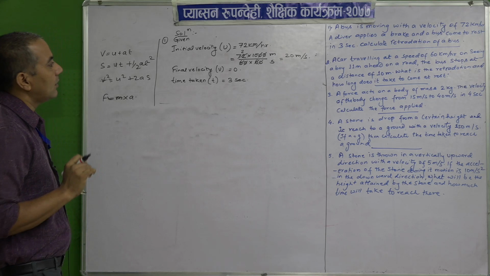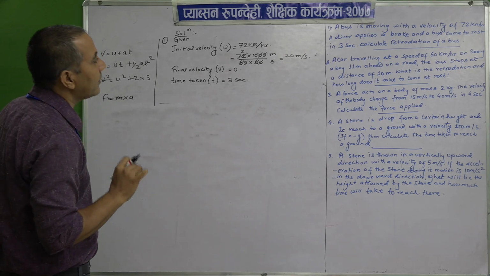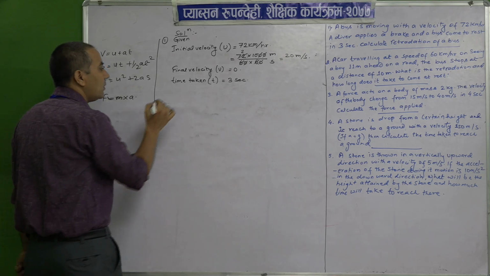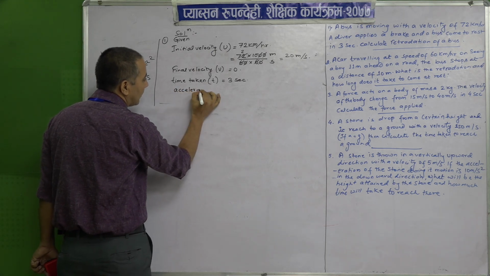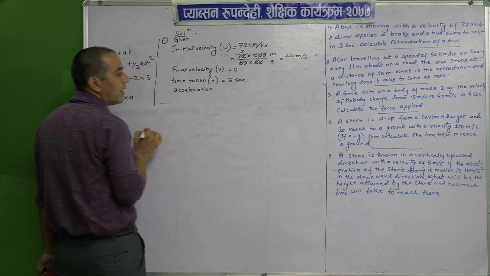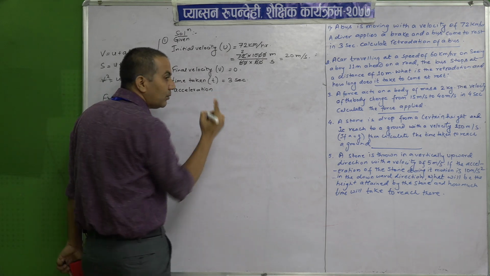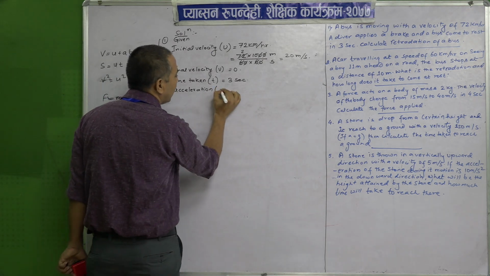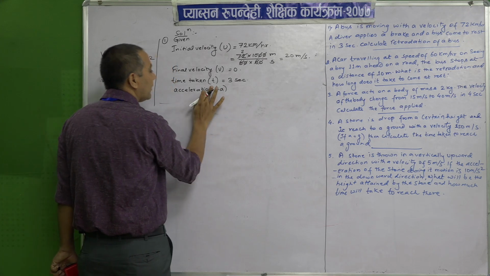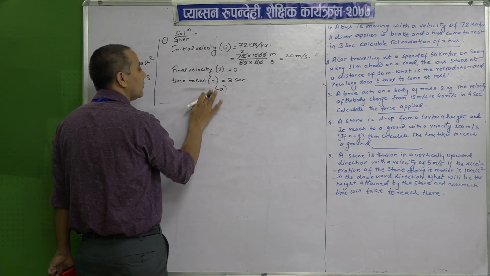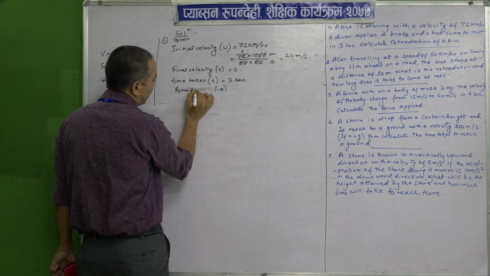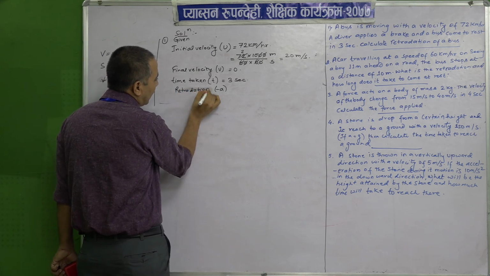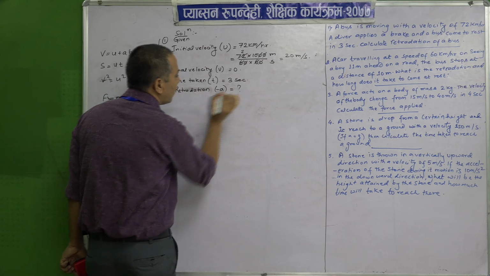Now, what is the other one? It says calculate the retardation of the bus. That means acceleration, or we can write retardation also. It will come in negative, that is minus. So it is written in the question. Therefore, retardation equals what?